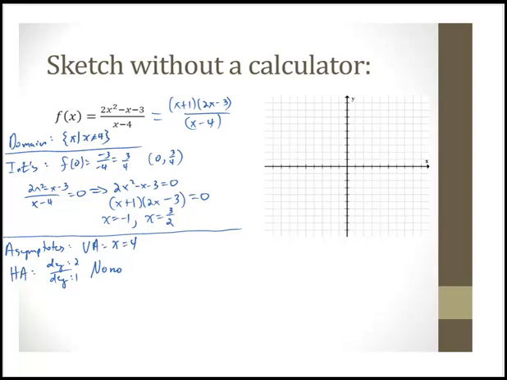But notice the degree of the numerator is exactly one more than the degree of the denominator. So I can again use synthetic division here. Let me divide the 4 into 2x squared minus x minus 3. Bring down the 2 and multiply. That's an 8. That's a 7, 28, 25. So then I have an oblique asymptote at y equals 2x plus 7.